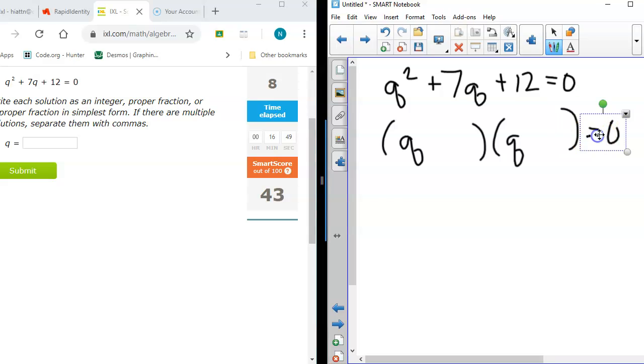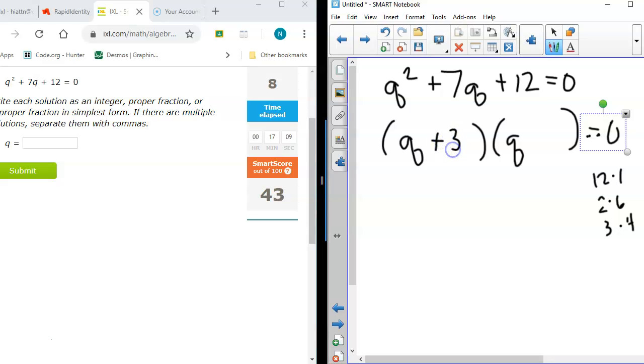All right, for 12, there's a lot of things I could multiply together to get 12. I could do 12 times 1. I could do 2 times 6. I could also do 3 times 4. And so in this case, 3 and 4 is going to give me 7. So that's going to be my best bet.